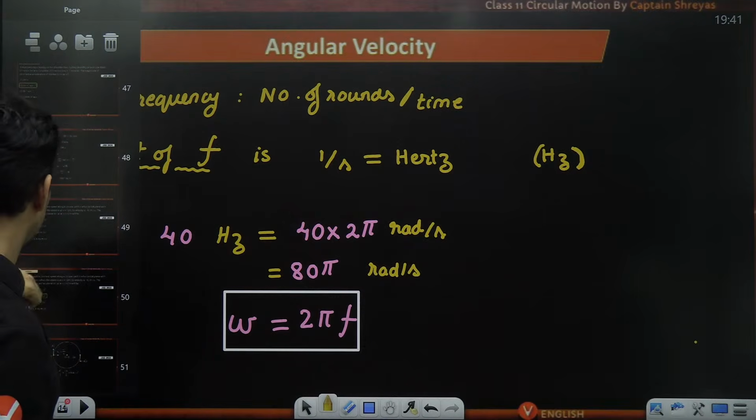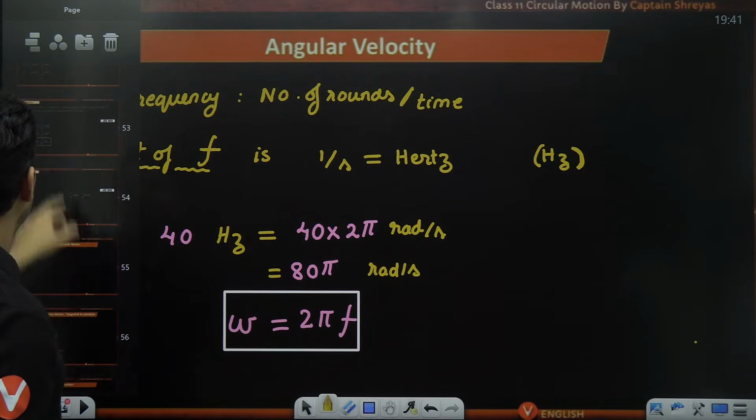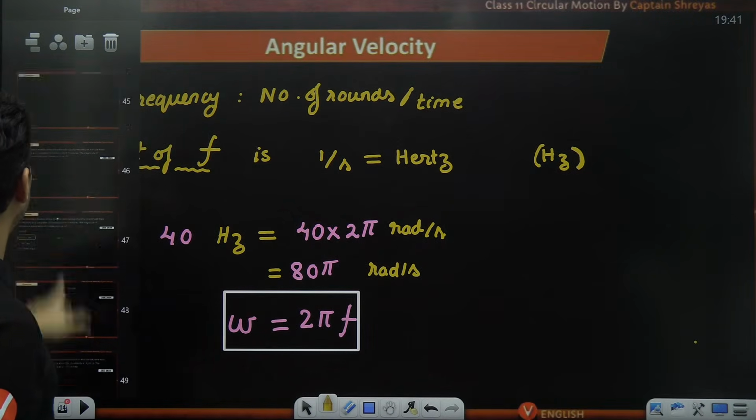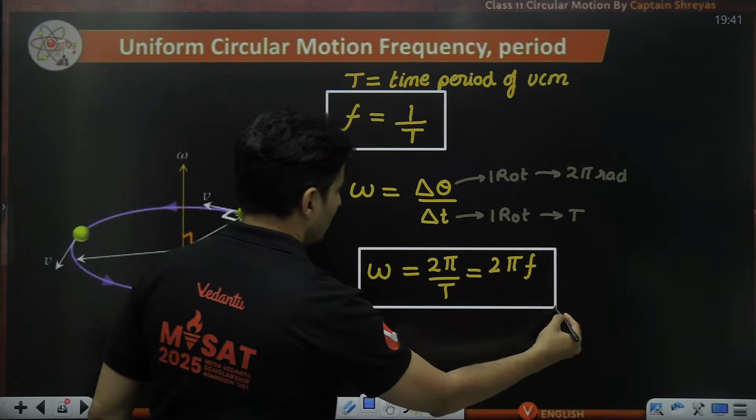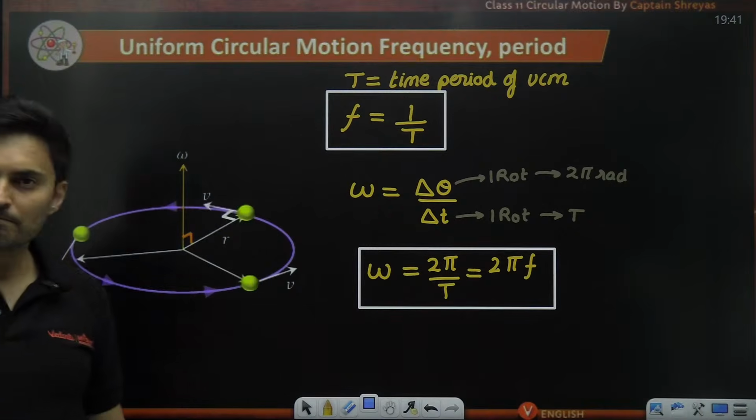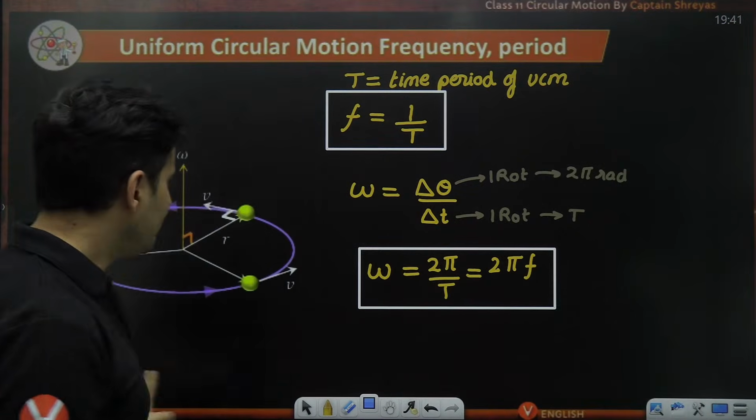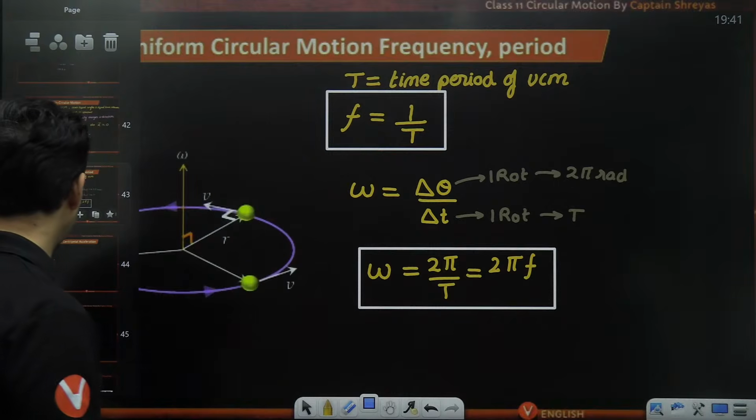Yes, omega is this. So I'm just going to block this off for you. Simple, easy peasy, right? So that is uniform circular motion.